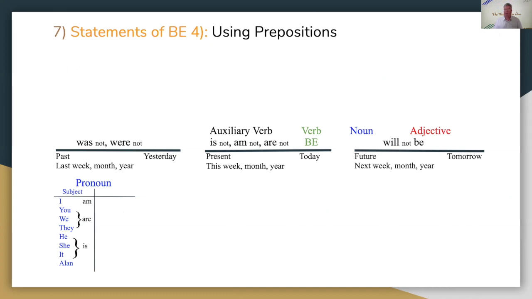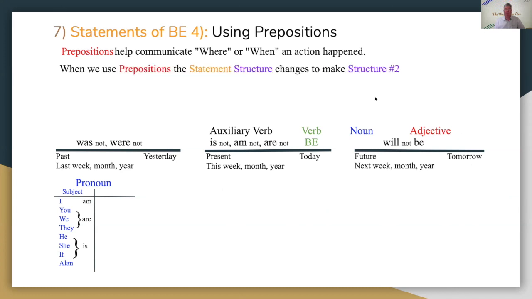Now, a lot of students have trouble using the prepositions. Prepositions help to communicate where or when an action happened. We use the prepositions, the statement structure changes to make structure 2. So the first structure was structure number 1, this is structure number 2. Now it's important when we're using the action of be that there are 3 different structures for the action of be. This one is number 2.